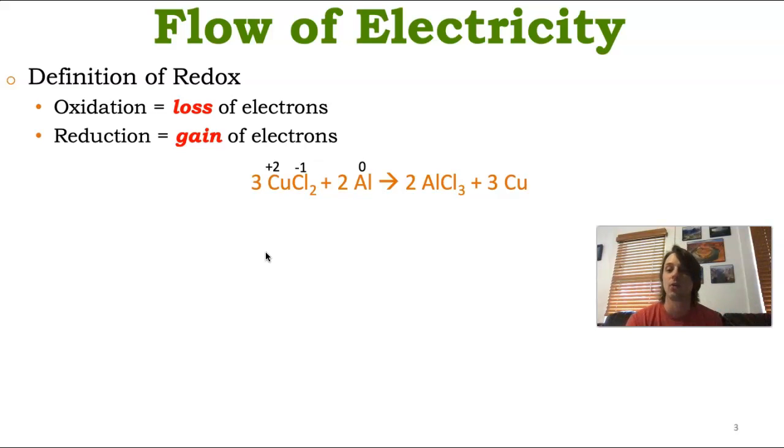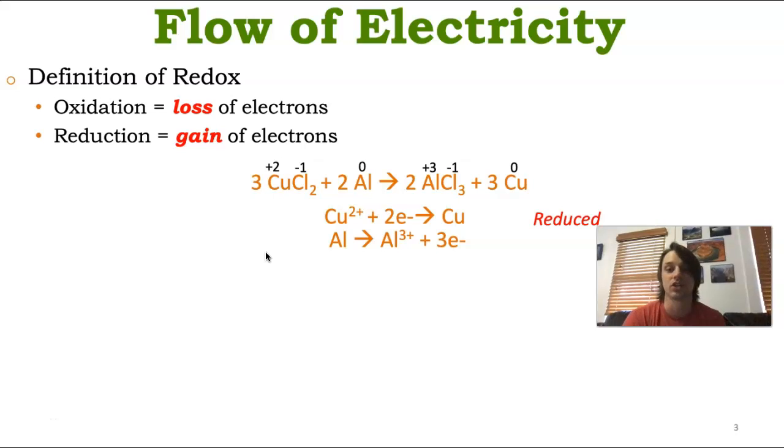If I were to look at this redox reaction as half reactions, remember the first thing I did is I assigned oxidation numbers to each of my elements, with copper being +2, chlorine -1, and aluminum 0 on the reactant side. And on the product side, aluminum is +3, chlorine is still -1, and copper is 0. So notice how aluminum went from 0 to +3. In gaining a charge, becoming more positive, it lost electrons, whereas copper gained those electrons and was reduced. So we have our oxidation and reduction taking place, where copper is reduced and aluminum is oxidized.